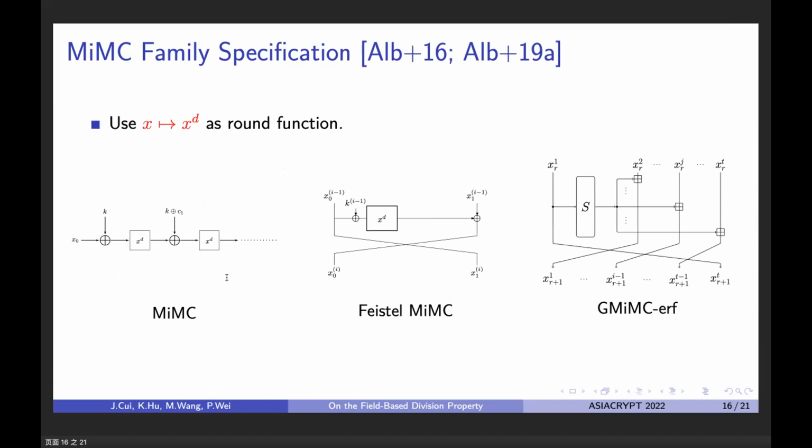The applications of our algorithm are the MiMC family. They all use x to the power of d as their round function. For MiMC, we have the input x and some key k, and the round function consists of key addition, constant addition, and usually a cube function as S-box. Feistel-MiMC follows the Feistel structure, and for GMiMC-erf, it follows the unbalanced Feistel structure, while the S-box is also a cubing function.